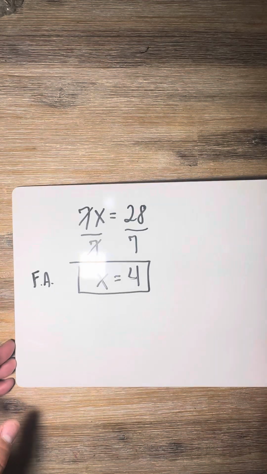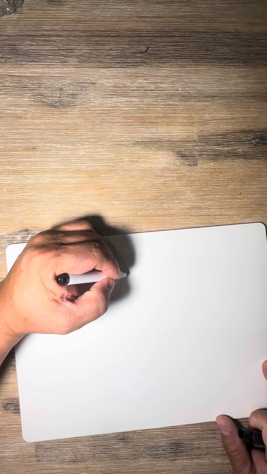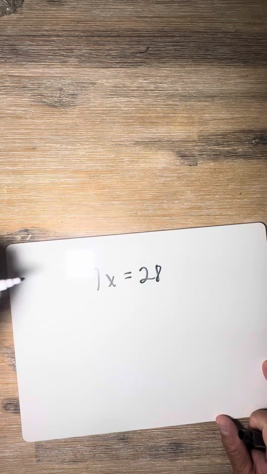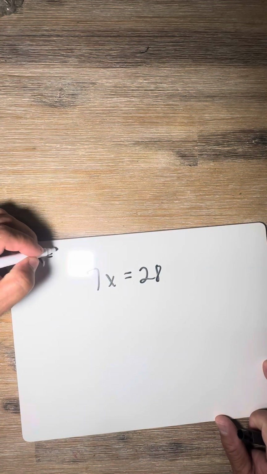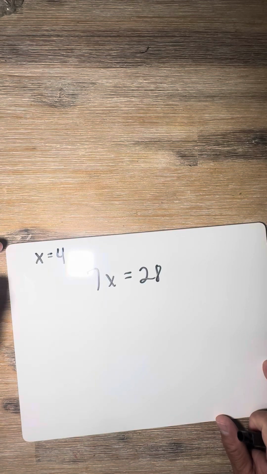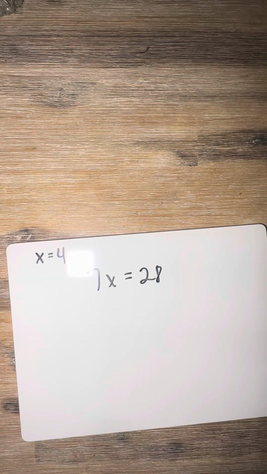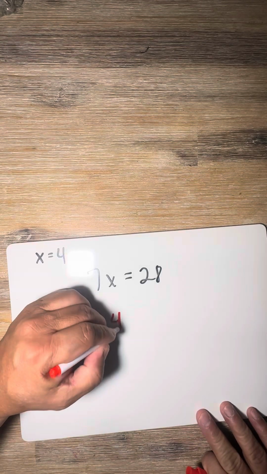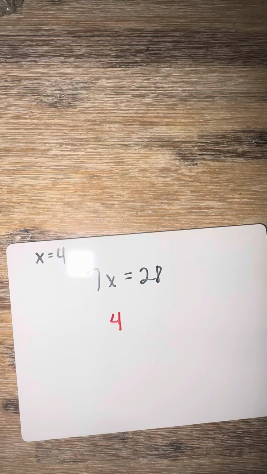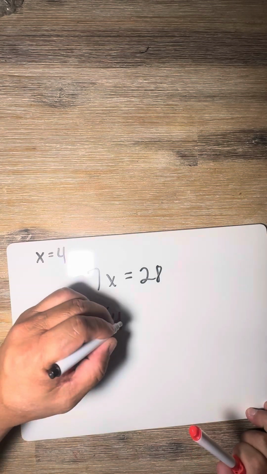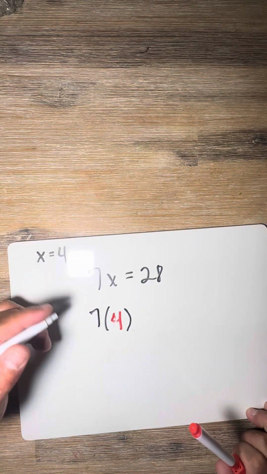Now, let me go ahead and turn it over to another whiteboard. And we're going to double check our answer and see if it's truly right. Okay? Our original problem was 7x equals 28. And if you remember, we solved for x, which was 4, okay? Let's go ahead and plug that in. So we now have x as 4, and since it's being multiplied to the 7, we're just going to put open and close parentheses, and put the 7 in front of it, okay?